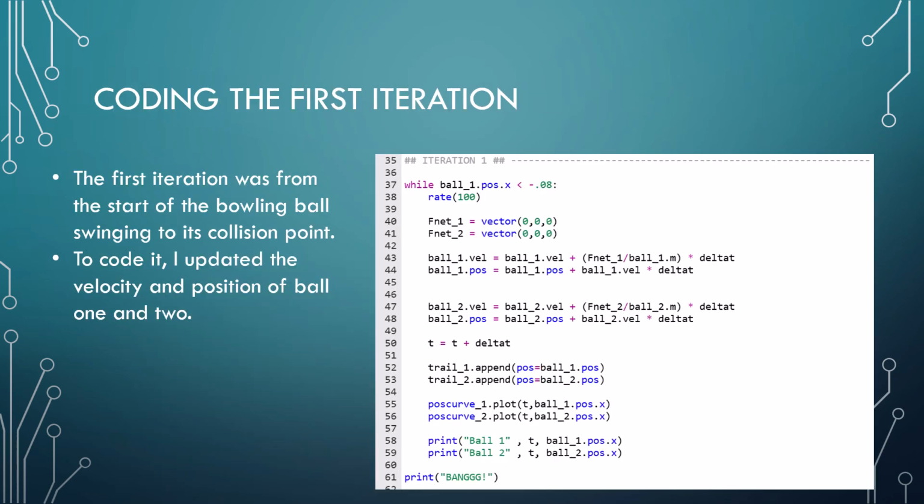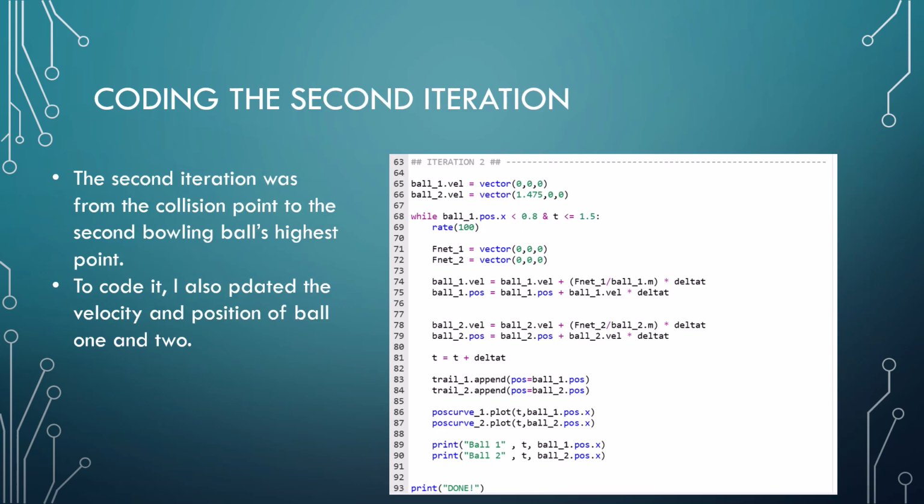So this is the first iteration. It was from the start of the bowling ball swinging to its collision point. To code it, I updated the velocity and position of ball 1 and 2. And then the second iteration is similar, except it was from the collision point to the second bowling ball's highest point.